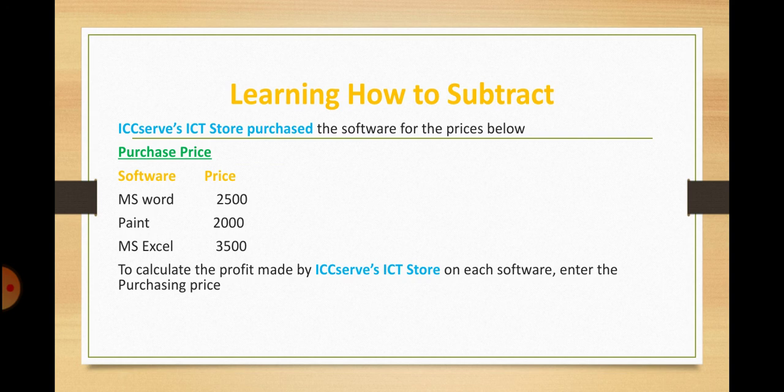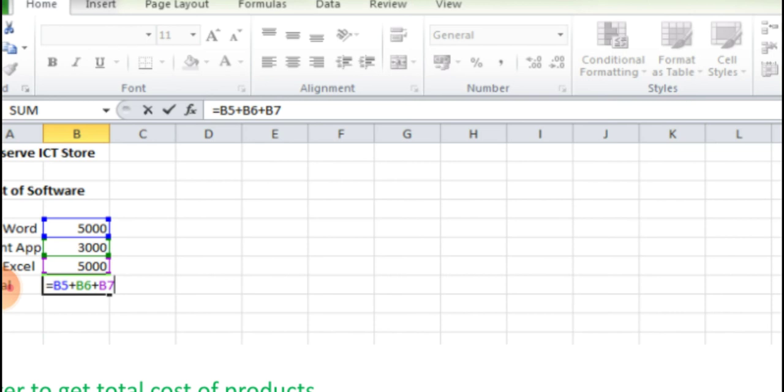Now how to subtract. ICC Serve purchased the software for the prices below. Now don't forget, this is the sales price. It means that ICC Serve purchased them for a particular amount and sold for this amount. So what we want to see is how much ICC Serve bought each software for from Computer Village, and how much profit ICC Serve made after selling for these prices shown here.